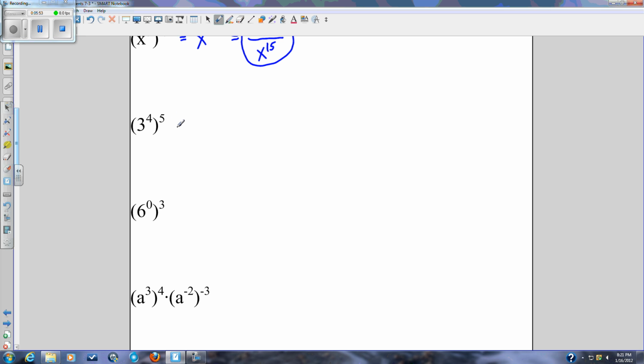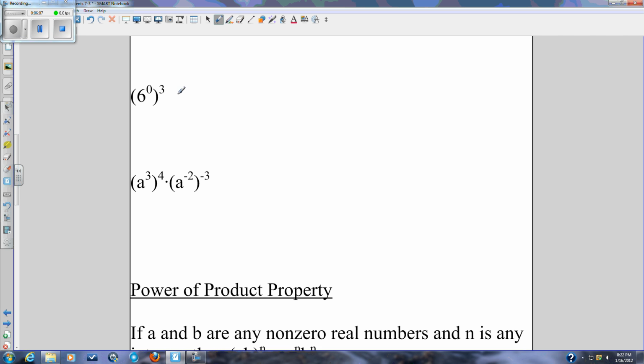Continuing on, 3 to the 4th raised to the 5th power. We have 3 to the 4 times 5, so that gives you 3 to the 20th power. 6 to the 0 raised to the 3rd power. 0 times 3 is 0, so we have 6 to the 0. Anything raised to the 0 power is 1.